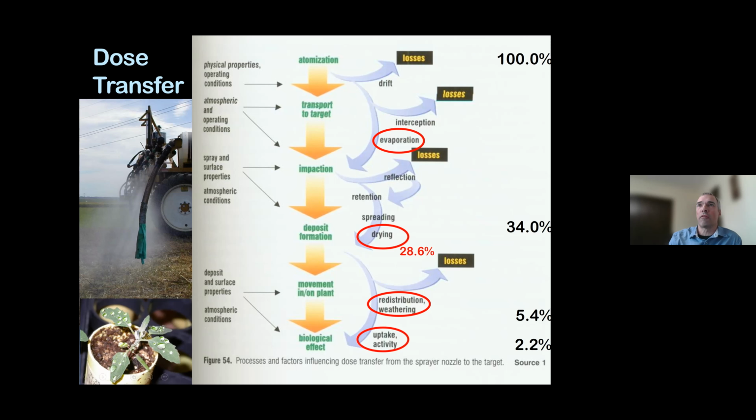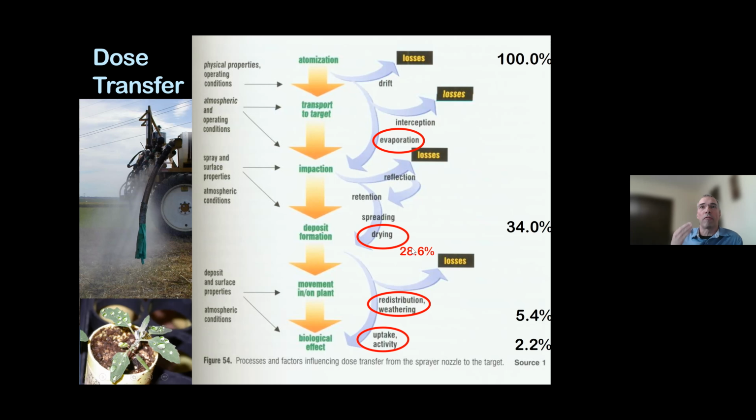So we've got some percentages here from a study that looked at radio-labeled herbicide, and of 100% that was applied, 65% never hit the target plant, so only 34% of the herbicide hit the target plant. Of those 100%, only 5% went into the plant and only 2.2% got to the target site. And that was enough to cause the plants to die and do the biological effect. So the losses along the way are quite dramatic. The other thing to point out here is that 28.6% of the total herbicide after 3 days was still found on the leaf surface.